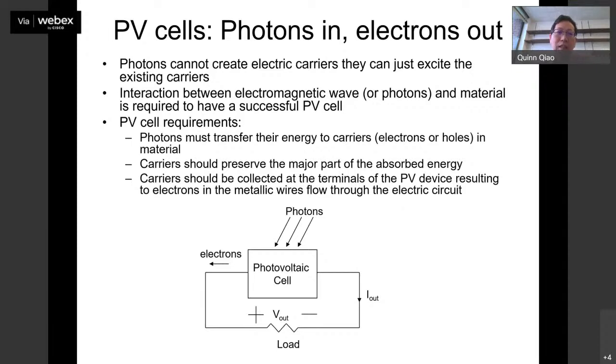Okay, just the energy from photons to electrons. That's what we need to do. So that should come to your mind.